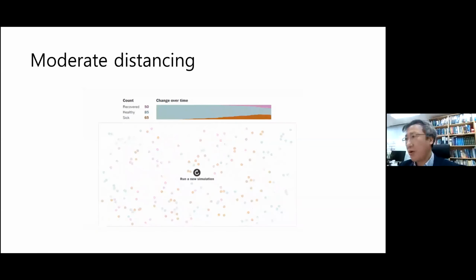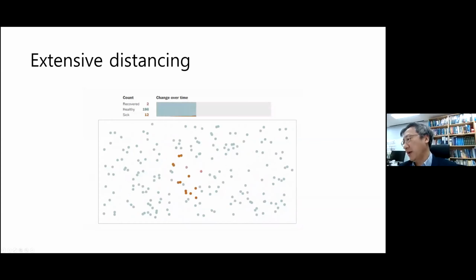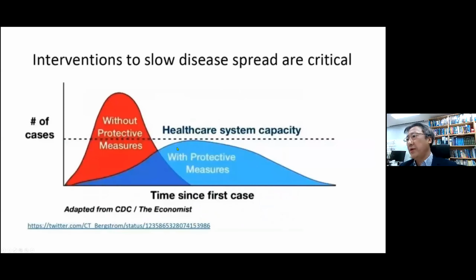And if we put in more distancing, more strict measures, then only a few people move, and the infection spreads much more slowly. So we did four simulations and tried to compare the shape of the curves. We can see those four cases, and the peaks are very different depending on the measures we take. If you compare those curves, the total number of patients, the area under the curve, is almost similar, but the maximum number of patients is quite different.